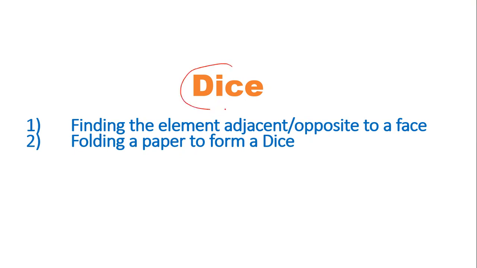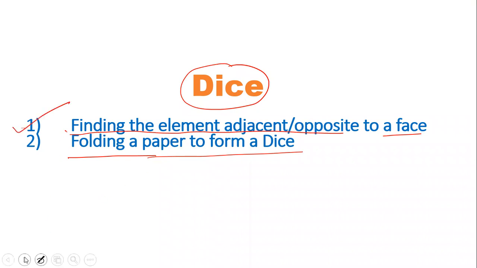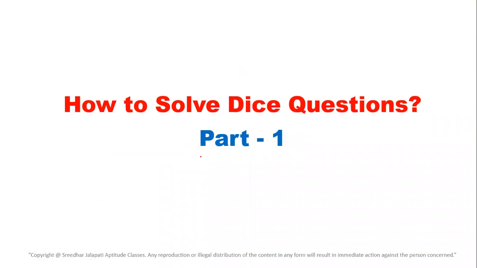By the way, in this dice topic, there are two types of questions. One is finding the element adjacent or opposite to a face. You will be given different views of dice, and using that you have to find the adjacent or opposite element to a particular face. The other one is when a paper is folded in the form of dice, how it looks like. So these are the two types of questions. In this video, I'm going to explain type 1 questions. So that's why I titled this video as part 1.